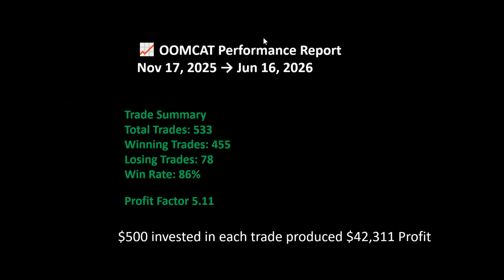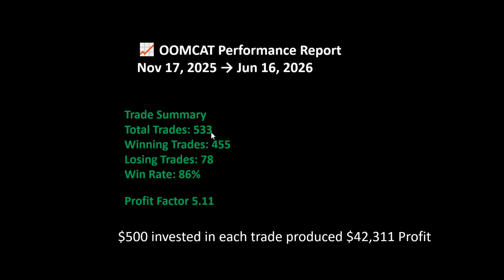Just to show you what the performance of UMCAT has been, I started it in November 2025, and I did this because I knew the PDT rule was going to change. The pattern day trader rule was going to change so that instead of requiring $25,000 in an account, they're only going to require $2,000. This opens up intraday trading to a lot more traders, because PDT meant you could only take 3 intraday trades in a 5-day period, so it kind of limited you. But these are the results I had through June 16th. I haven't updated it for the last half of June.